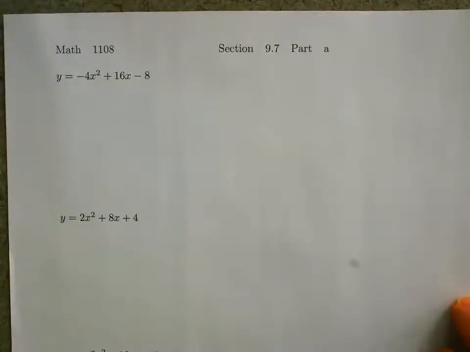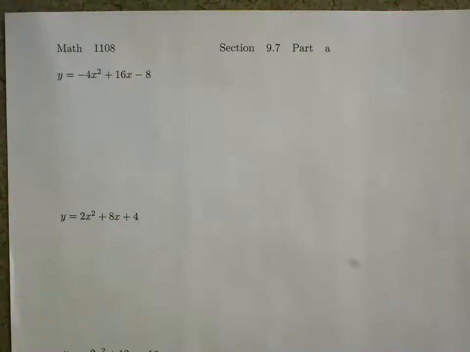Okay, we want to write this quadratic function in vertex form. Y equals negative 4x squared plus 16x minus 8. Okay, I'll give you a minute or two to work on that. See if you can find the vertex form. Find the x and y coordinates of the vertex. Find the ordered pairs for all of the intercepts.